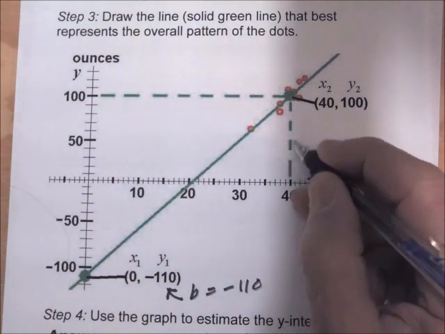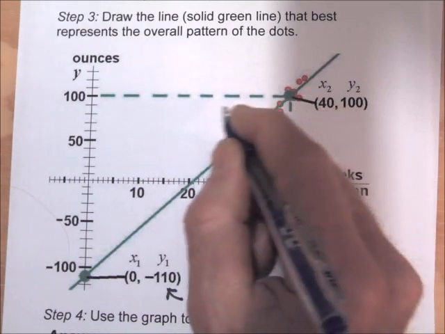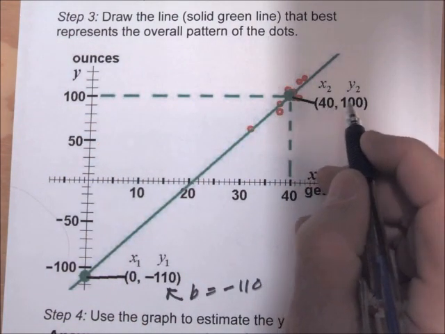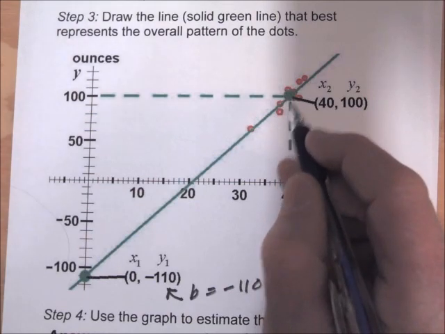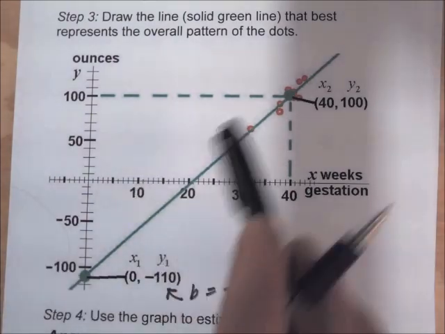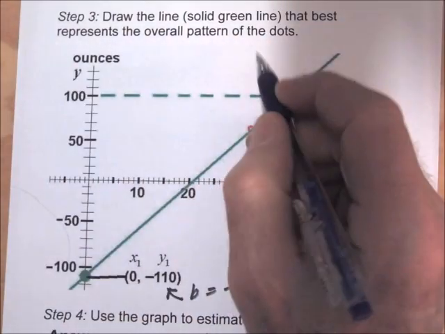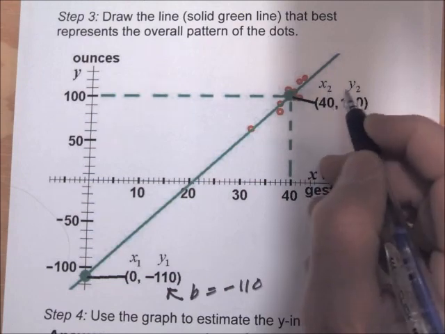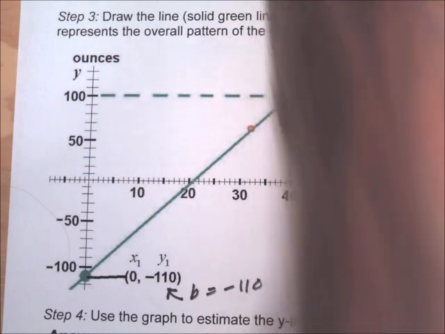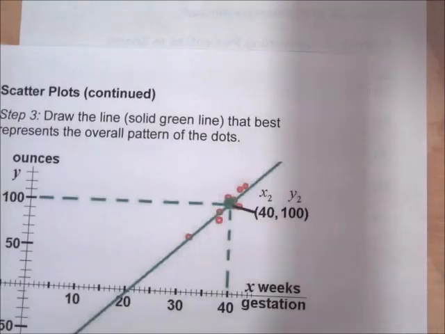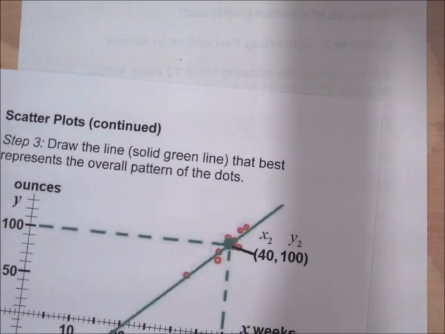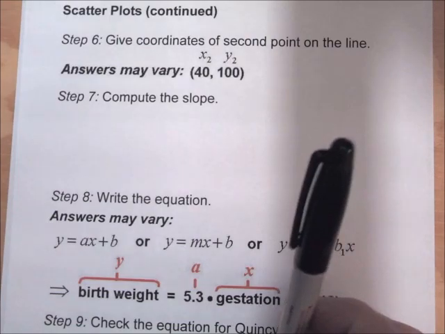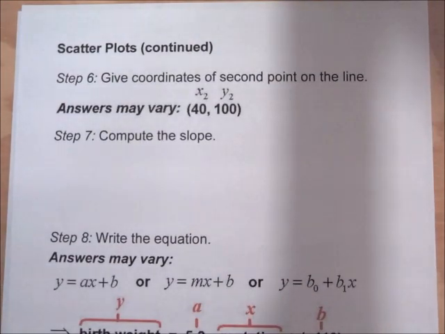So I'm going to go straight up from 40 until it hits the line, and then go across to the y scale and read off the y coordinate. So when x is 40, it looks like y is about 100. Now this doesn't have to be one of the data points, one of the red dots. It could be, but it doesn't have to be. More important is that it has to be a spot on the line. So that gives us the second point, (40, 100). Label those x2, y2. And then once we have that, we can compute the slope. Again, this is just based on the graph, kind of eyeballing the graph to see where the y-intercept was and where the second point is.